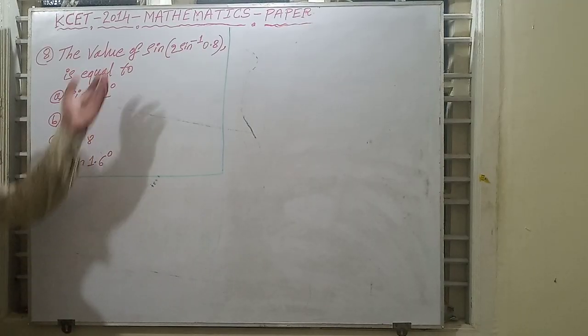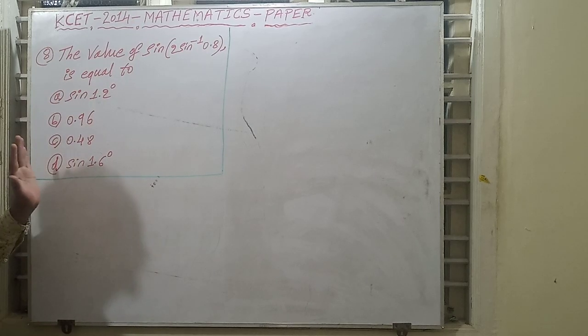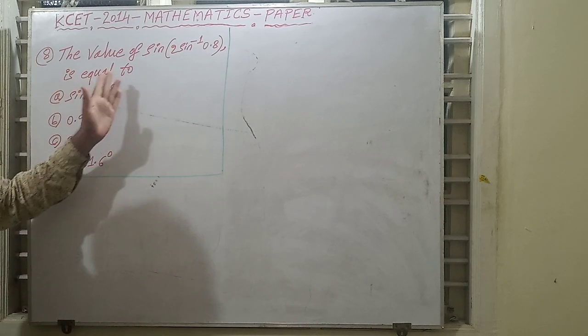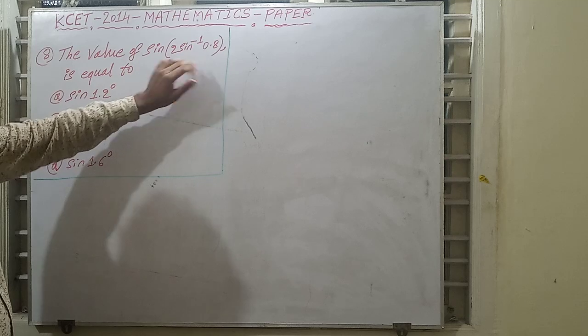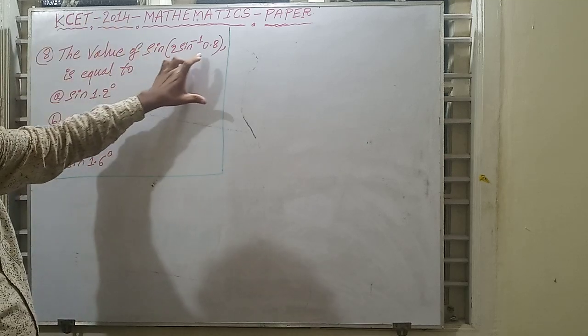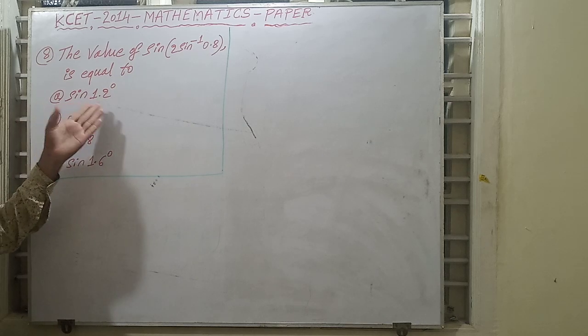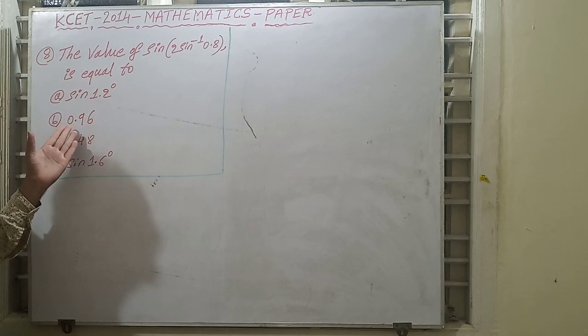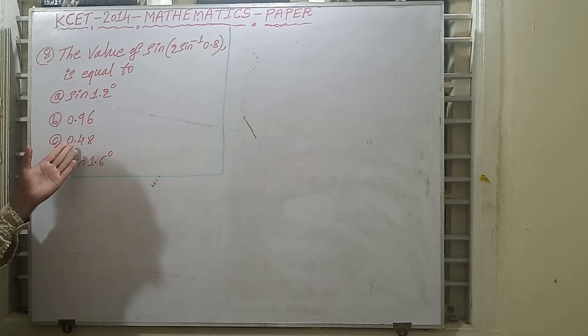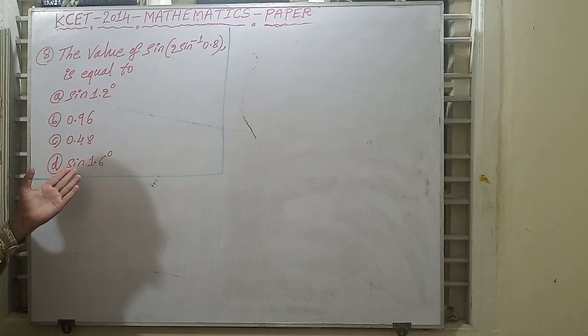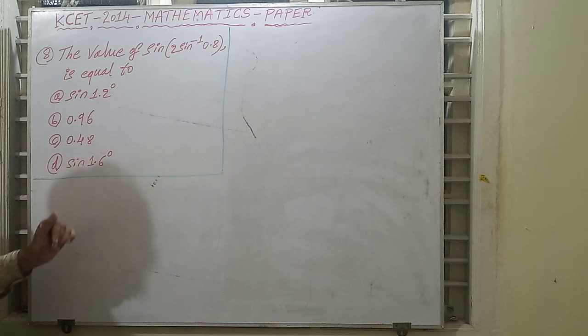Now let us move on to the 8th question. This question once again depends on trigonometry and inverse trigonometry. So the value of sine of 2 sine inverse of 0.8 is equal to what? First option sine of 1.2 degree, second option 0.96, third 0.48, fourth one sine of 1.6 degree.